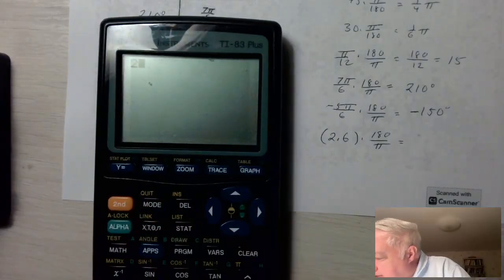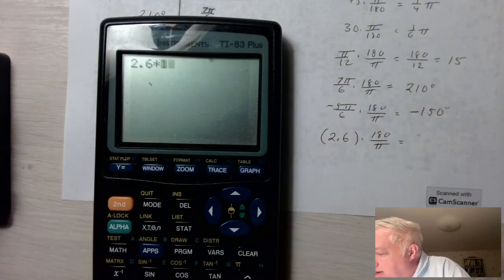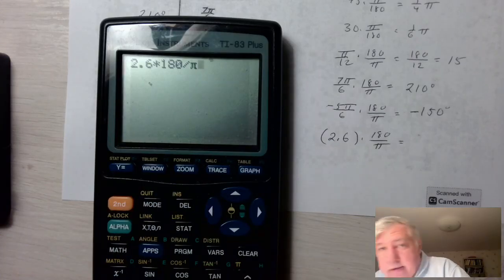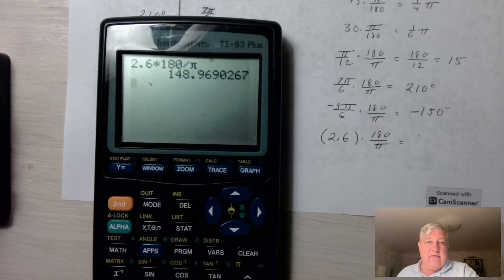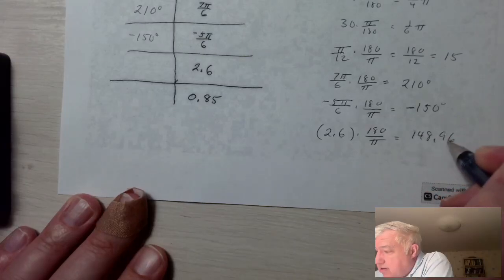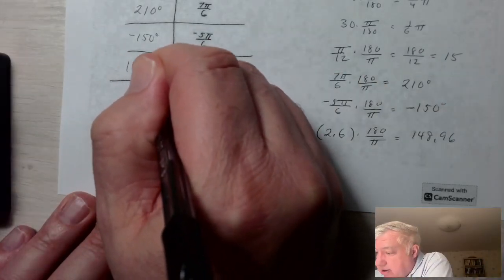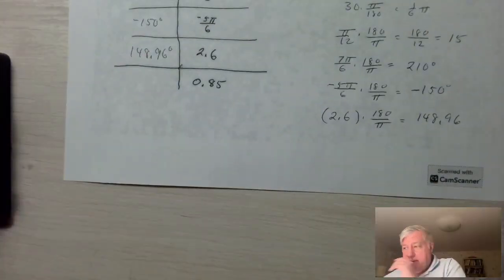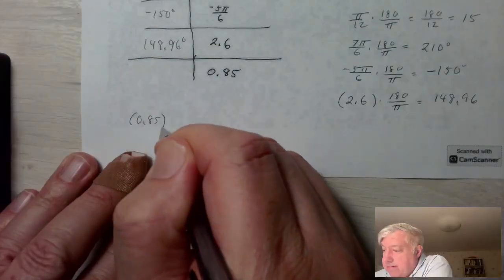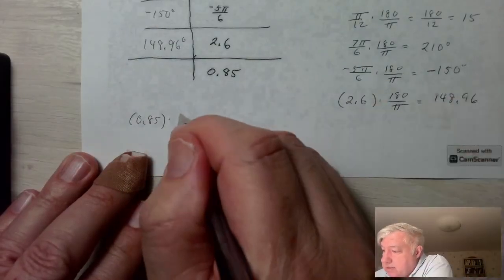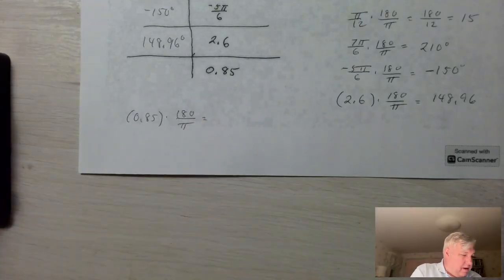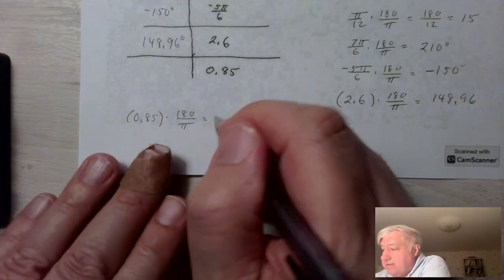So we would take 2.6 times 180 and divide by pi. There we go. And we get 148.96. Okay. And we can do the same thing for 0.85. Okay, and that turns out to be 48.7.